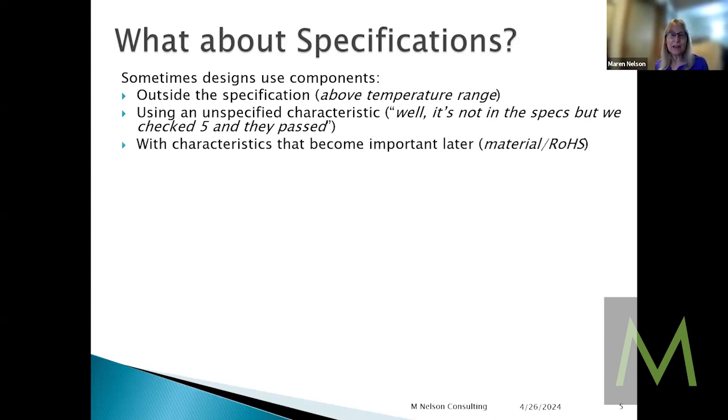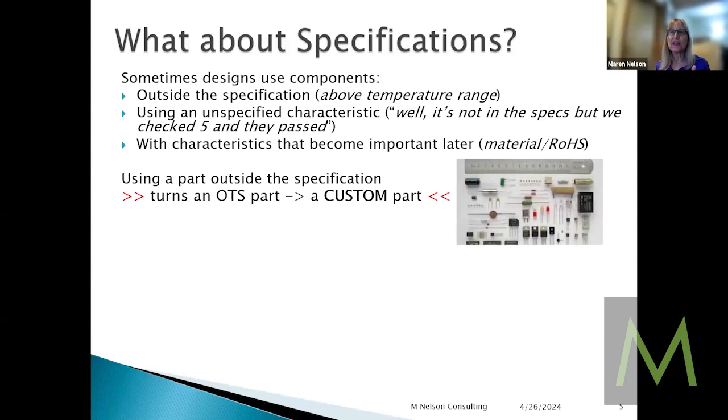Sometimes you can't anticipate it. When we went through the whole RoHS change years ago, manufacturers didn't worry as much about putting the detailed material compositions in their specs. Now we need to worry about that for material. What a lot of engineers and sometimes suppliers and purchasers miss is that if you're using a part outside the specification, you've taken an off-the-shelf part and you've turned it into a custom part. And you say, well, Maren, what does that really mean? It means it's a custom part only for your company based on the way that you're using it.